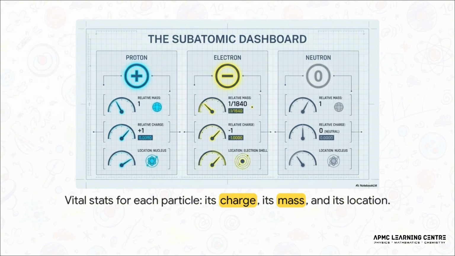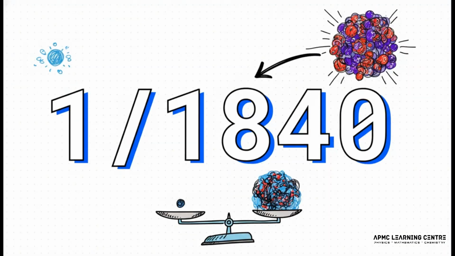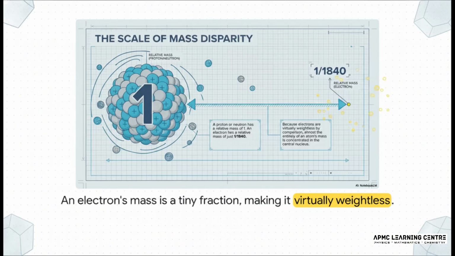Seems pretty straightforward, right? But one of these stats completely changes the game. It's this one, this tiny little fraction right here. It might not look like much, but this number shows the absolutely massive difference in weight between the particles. And it's the key to understanding, well, pretty much everything about an atom's mass. What this means is that an atom's weight is almost entirely concentrated in that tiny central nucleus. The electrons are totally essential for chemistry, but when it comes to weight, they're basically just noise. They add practically nothing to the scale.